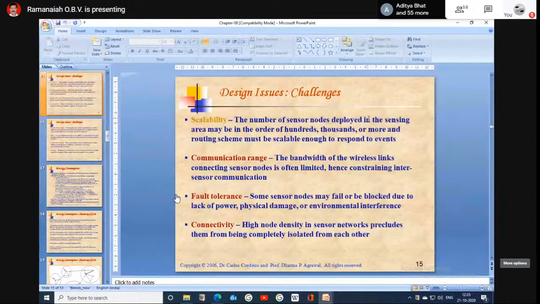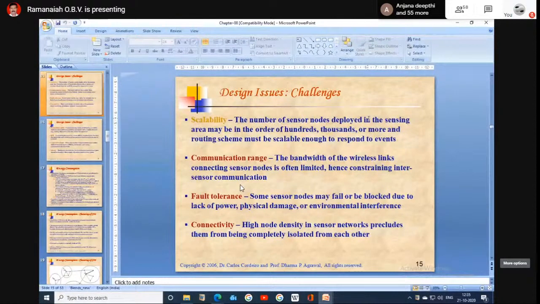The bandwidth of wireless links connecting sensor nodes is often limited, hence constraining inter-sensor communication. So what it means is we should have energy efficient communication among the sensors. Energy efficient, energy conserving.